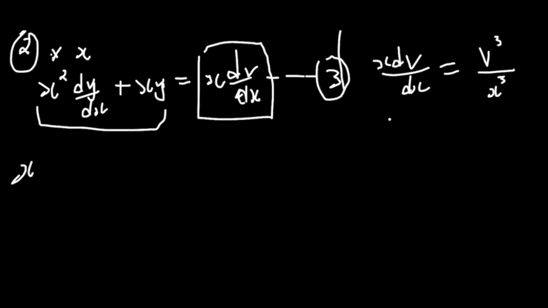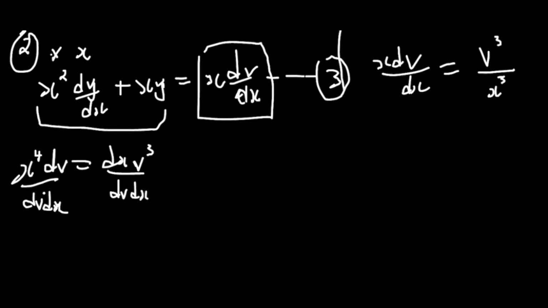From here, if we want to rearrange our function, we might decide to cross multiply. So if we cross multiply, we're going to have x to the power 4 dv equals dx v cubed. So we're going to divide all through by dv all over dx.